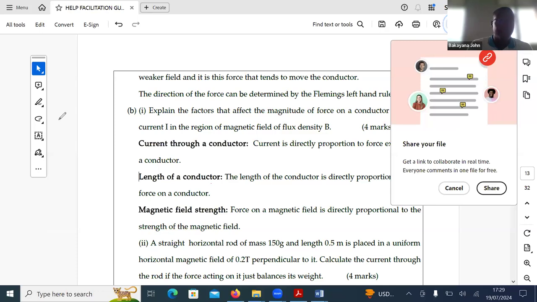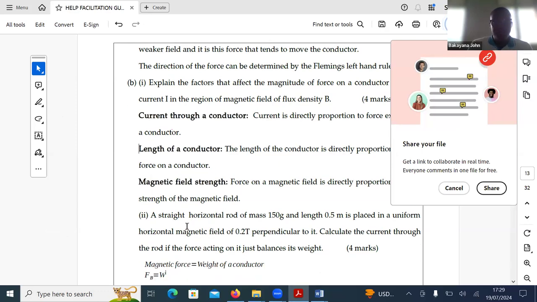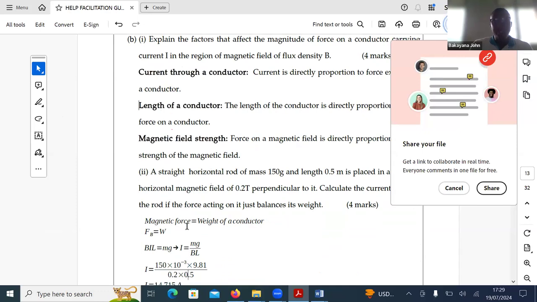Okay. Now we are having a conductor, a straight horizontal rod of mass 150 grams. Of course, we are given the length.